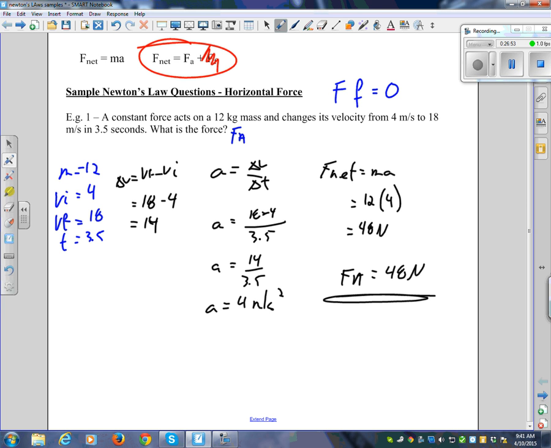You will notice that the problems are getting harder. This is where people got to start working. You got to practice these. Okay, so I found the change in velocity, I found the acceleration, then I found the net force, which is equal to the applied force.